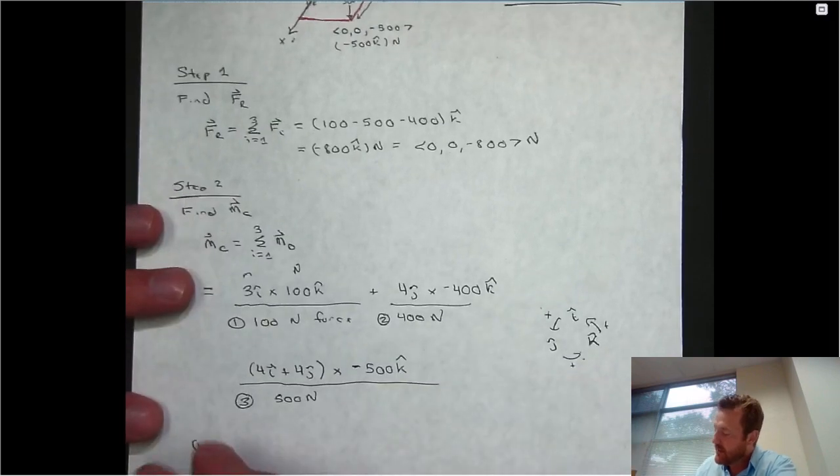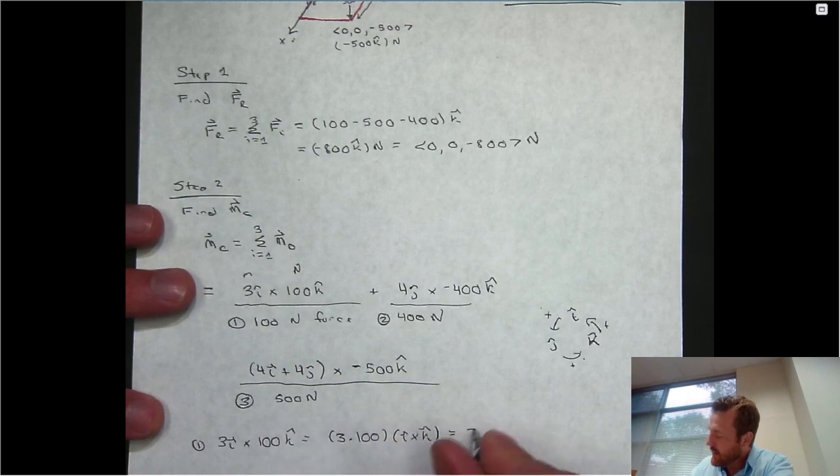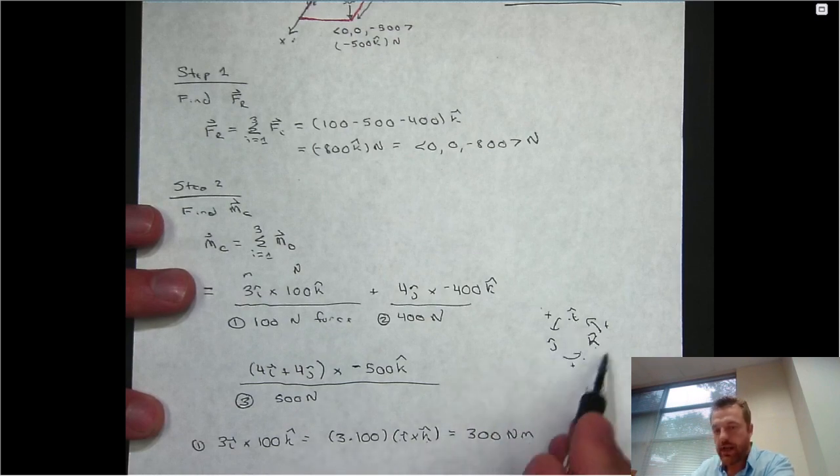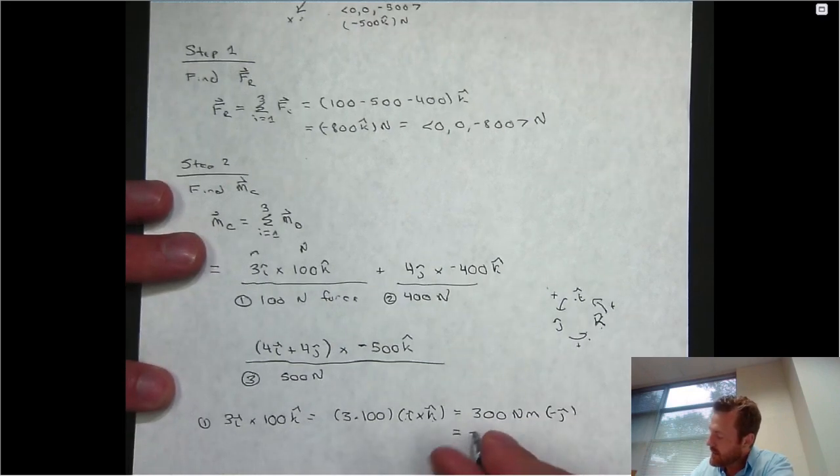So let's make computation 1. 3 i hat cross 100 k hat is just going to be 3 times 100, i hat cross k hat. And that's just going to be 300. And you can put the units in here if you want, Newton meters. And what is i hat cross k hat? Well, i hat cross k hat, I'm going opposite the direction of the arrows, so that's going to be minus j hat. So actually the way you would write this is minus 300 j hat Newton meters.